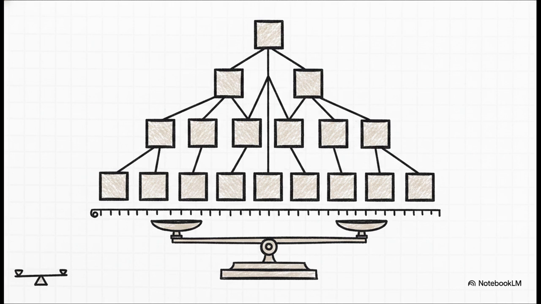Like every node has a maximum number of children, let's just call it M, and to prevent the tree from getting all lopsided, every non-leaf node has to be at least half full. Plus, and this is absolutely crucial, all leaf nodes must appear on the exact same level. This right here guarantees the tree stays perfectly balanced and perfectly wide.